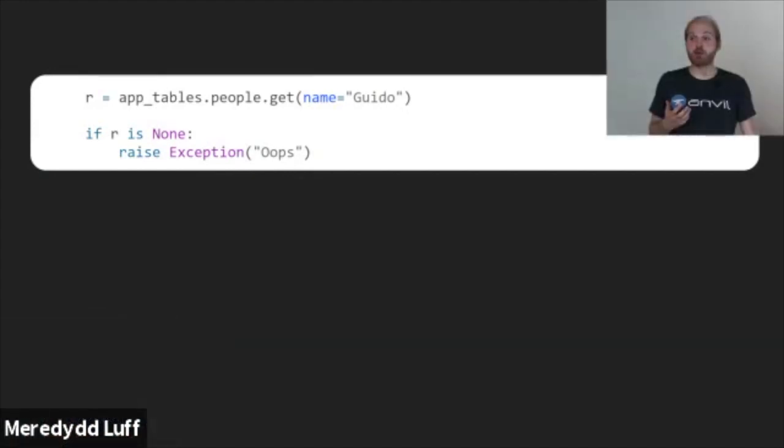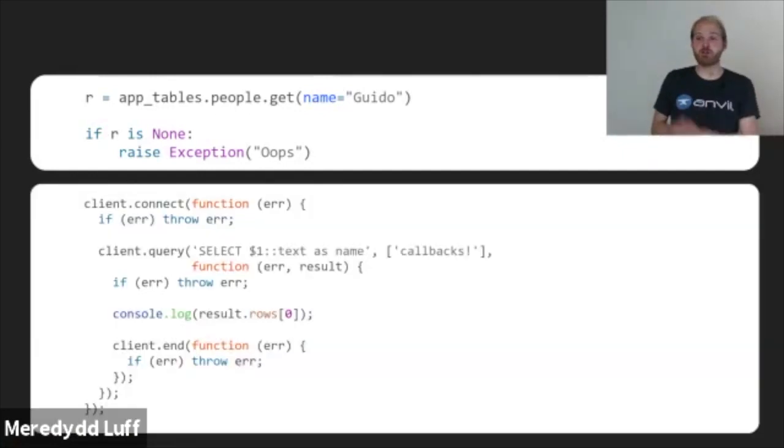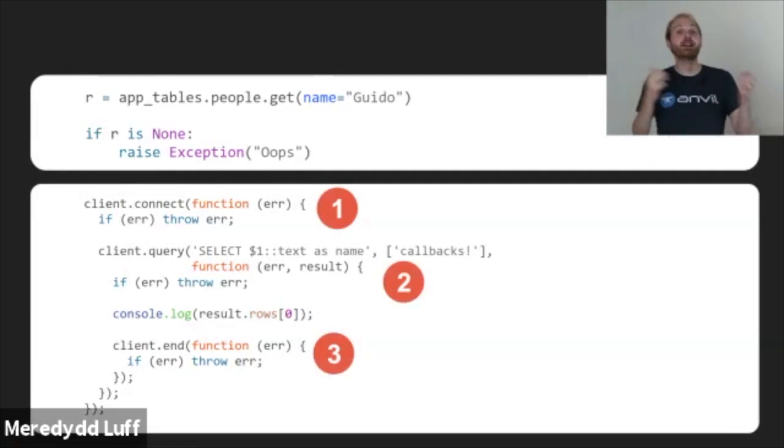Instead, if you're querying a database in JavaScript, you have to write something like this. I count 1, 2, 3 nested callbacks there, and you might say this is unfair. I would counter that this was copied and pasted from the first page of the Postgres JavaScript API documentation.